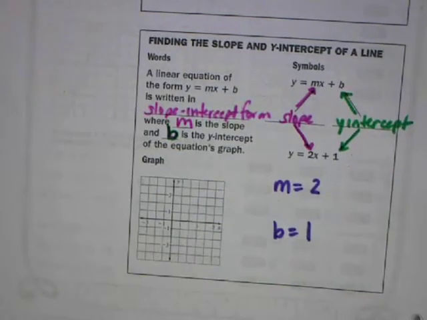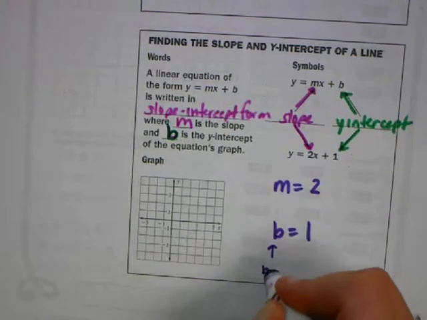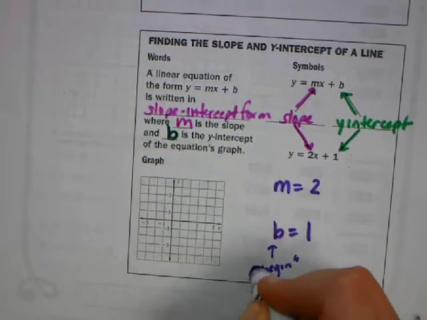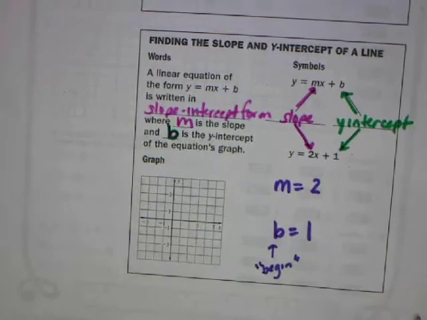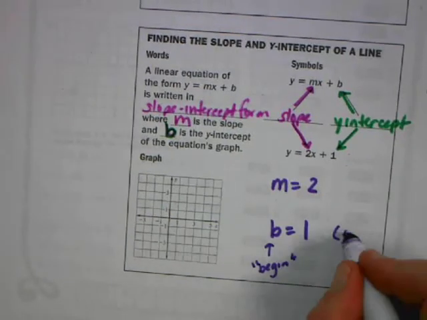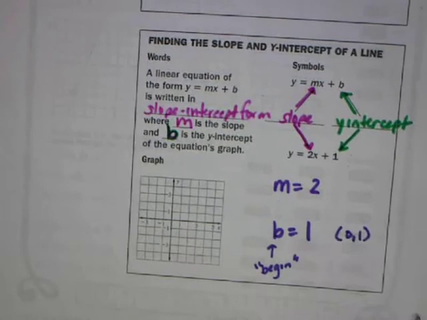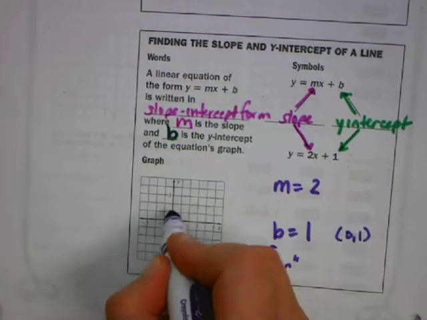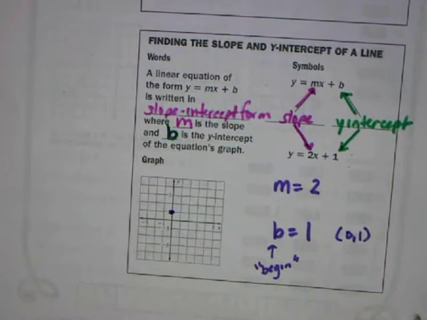Now b stands for what? Y-intercept. But guess what? Here's a little trick. It also stands for begin. Not officially, but that's Mrs. Wyman's thing. It stands for begin. So y-intercept, what would the coordinates of this be? It would be 0, 1. So this is my very first value that I'm going to plot on my graph, 0, 1. Okay, so there's 0, 1.